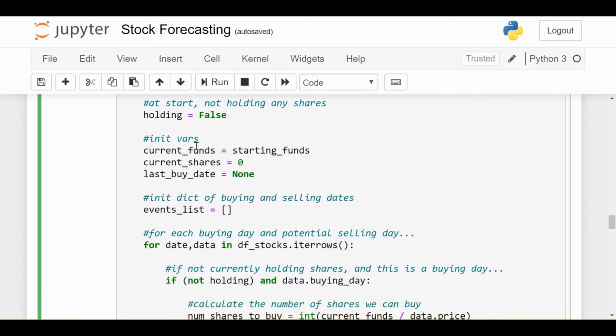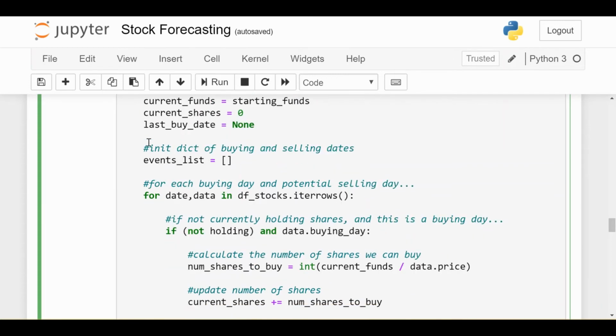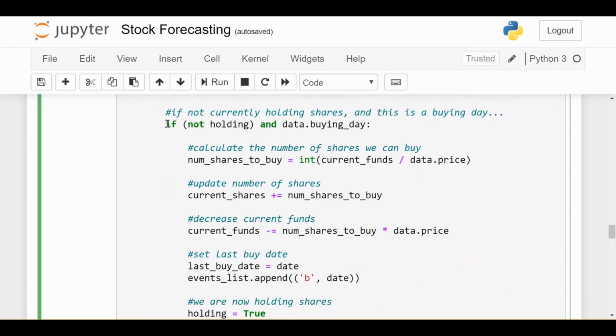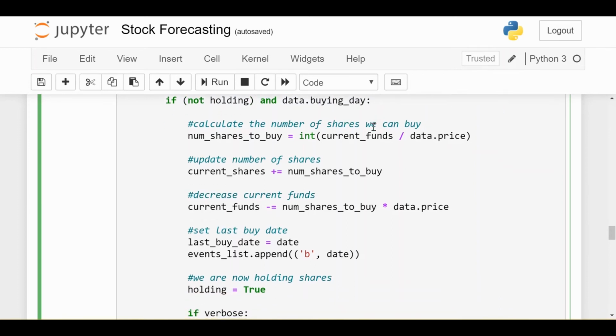Now we initialize some more variables, the current funds, we have currently 0 shares, and the last buy date, which is currently none. We also maintain a list of events so we can create a nice plot later on. Now here's the crux of the function. For each date in our data frame, so each of those dates is either a buying day or a selling day. So here's where it's a buying day. So if we're currently not holding any shares, and the current date is a buying day, then we're going to go ahead and buy. That's the basic idea of this simple stock trading strategy.